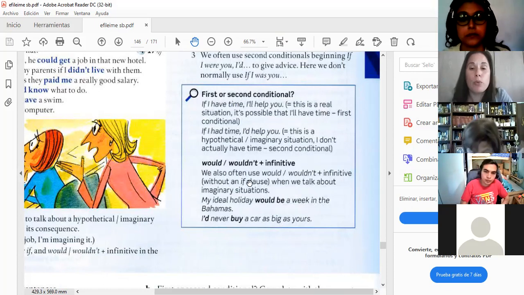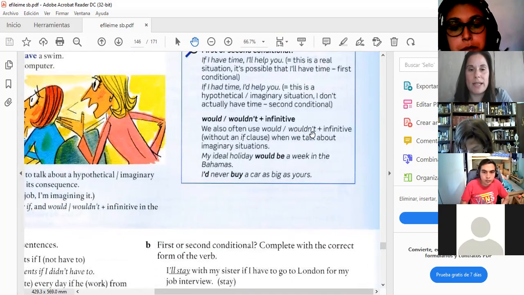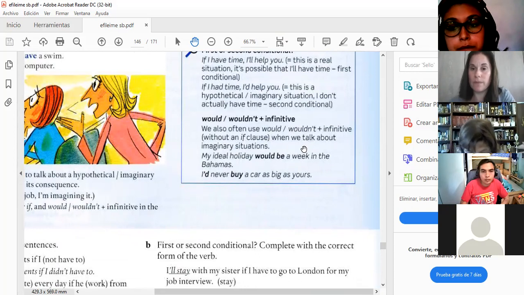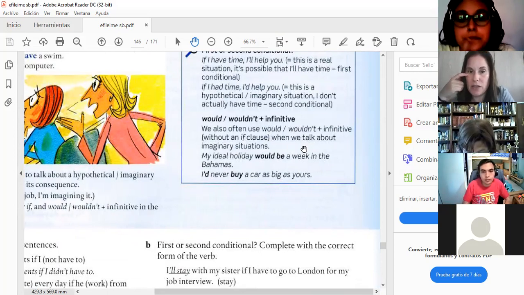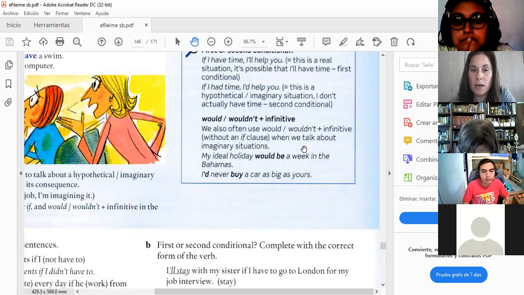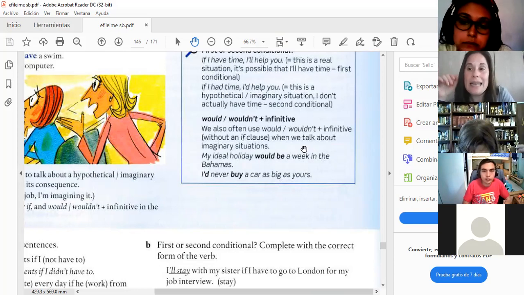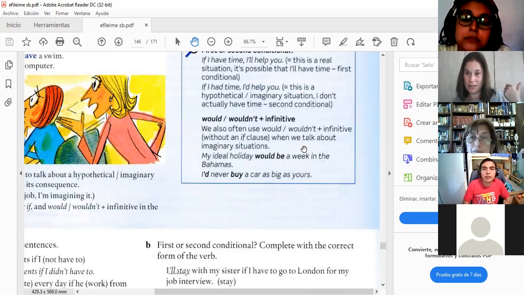And then it says, would or wouldn't plus infinitive. We also use would or wouldn't plus infinitive without an if clause. Clause es oración, con la parte del if, ¿sí? When we talk about imaginary situations, pay attention. It says, "My ideal holiday would be a week in the Bahamas. I'd never buy a car as big as yours." ¿Qué usamos? La parte del would or wouldn't, cuando hablamos de imaginary situations, sin la parte del if. Porque ustedes recuerden que el would al verbo le agrega el debería. Nunca me compraría un auto como el tuyo. Ya estoy hablando de una situación hipotética. Lo que le saco es la condición. Le saco el if. ¿Sí?